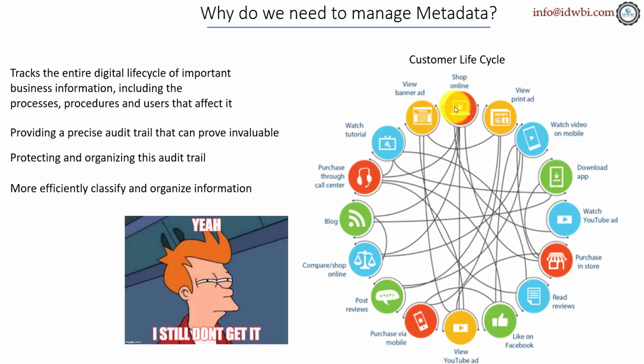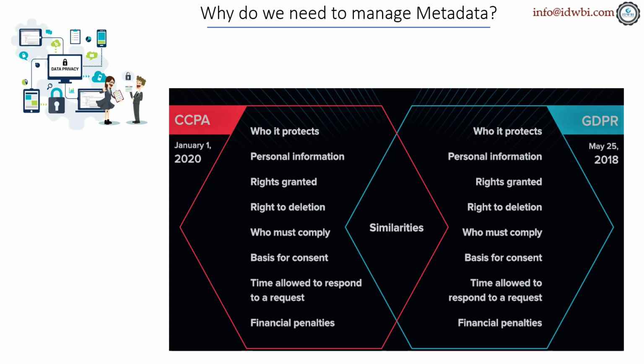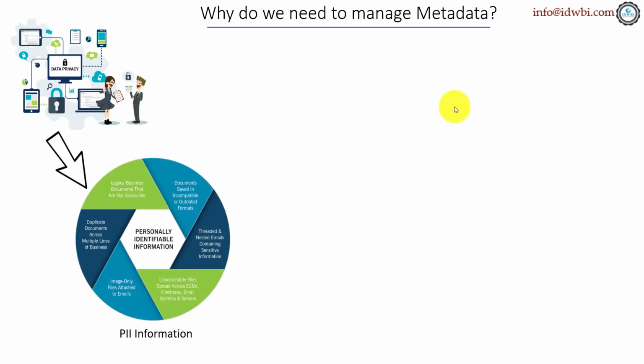Is it clear? A little bit, but if you still don't get it, let's take another example. Let's say there is a new privacy law called GDPR or CCPA, which are very popular. GDPR is the EU-specific compliance law, and CCPA is the California Consumer Privacy Act. What they say is an organization should not reveal or save or sell any personally identifiable information of a consumer, which is also called PII in short.